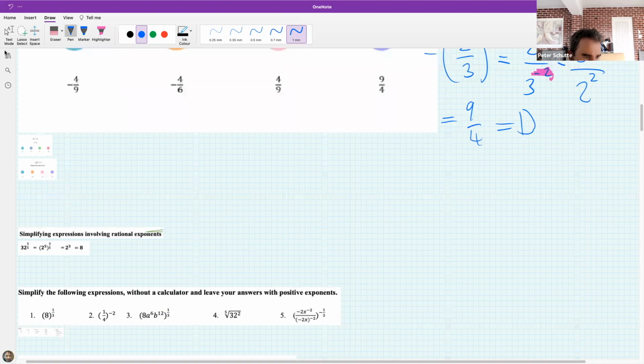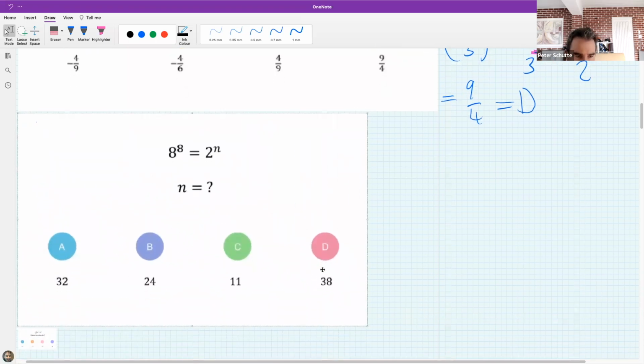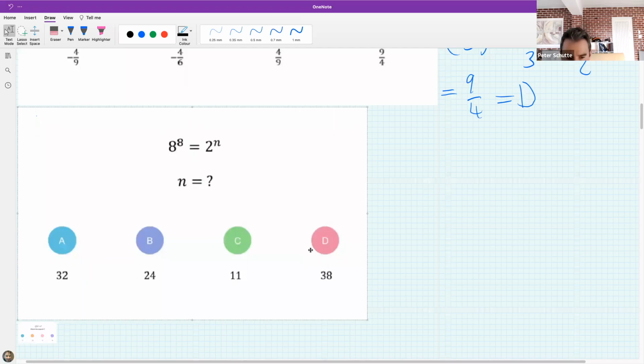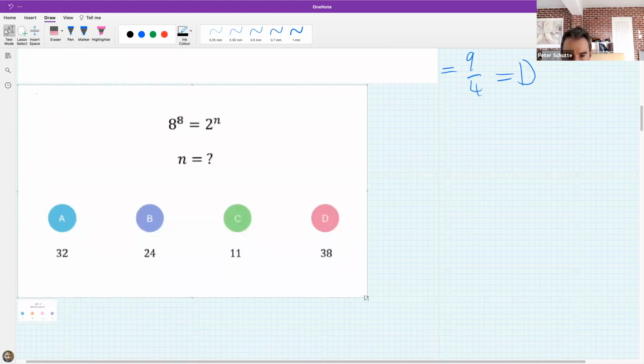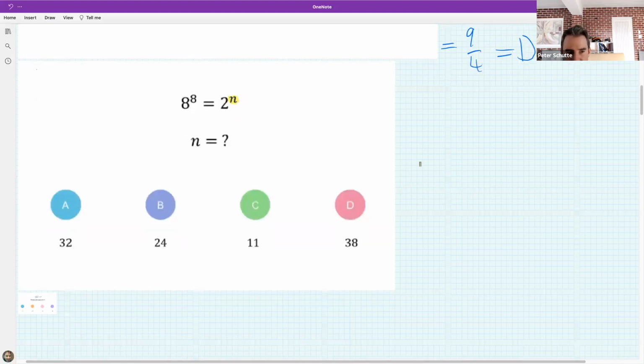So let's do a slight adaptation of this one. Let's do this. If I say to you, this is now what we call an exponential equation. And the reason it's called an exponential equation is there's an exponent in the variable. So the variable is an exponent. So if you look at this, 8 to the power of 8 equals 2 to the power of n. Using what you know about exponents and their laws, I would like you to try and answer this question.